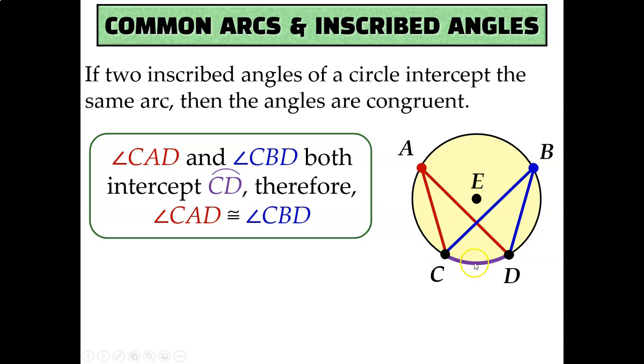We call that a common arc. So the red inscribed angle and the blue inscribed angle both intercept the same arc, this purple arc CD. Therefore, we can conclude that the red angle is equal to the blue angle.